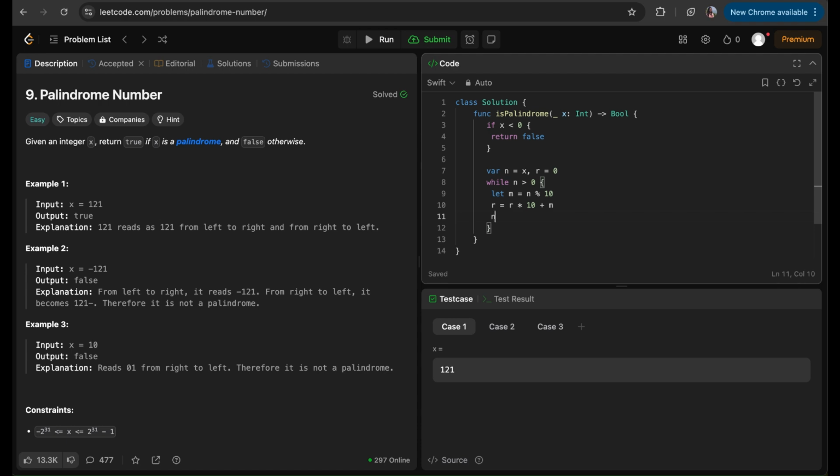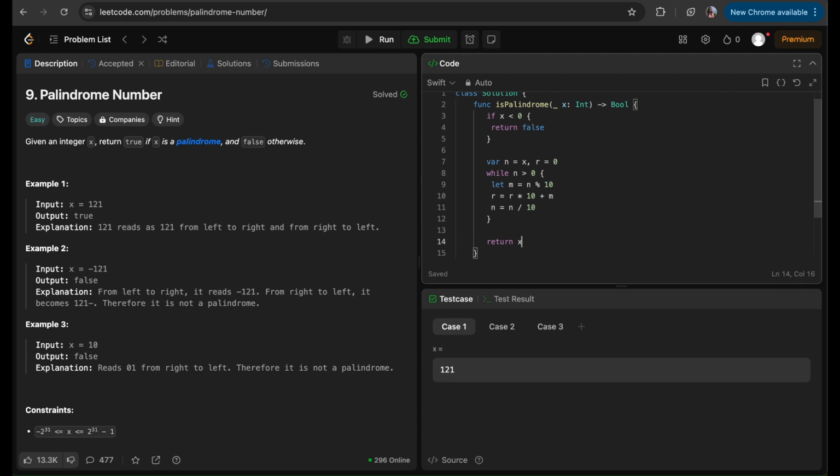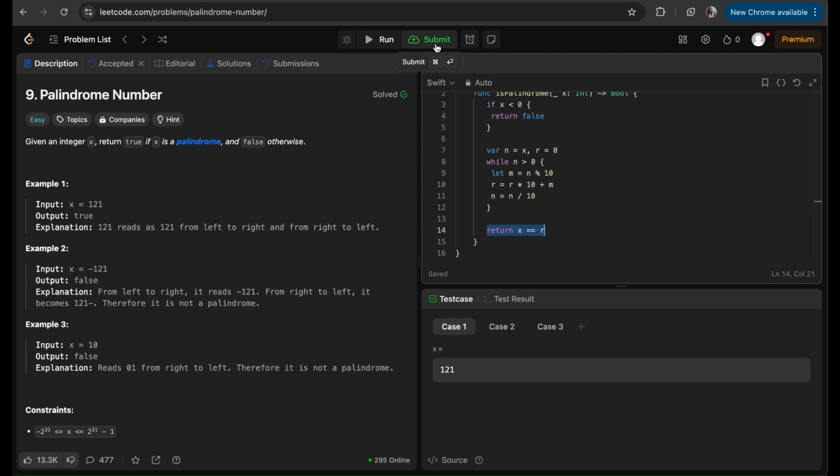Then as we saw, we strip the last number by dividing the number by 10. So this is the reverse logic. Now after that we can simply return if x is equal to r. So this will say if x is equal to r, it will return true, otherwise false.